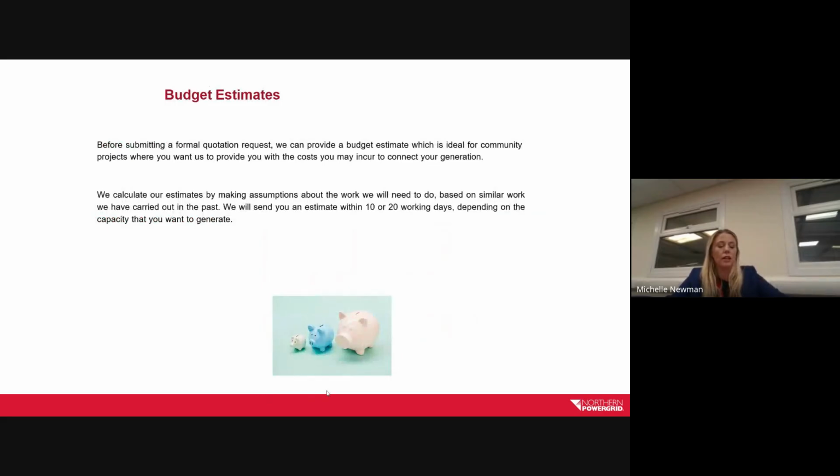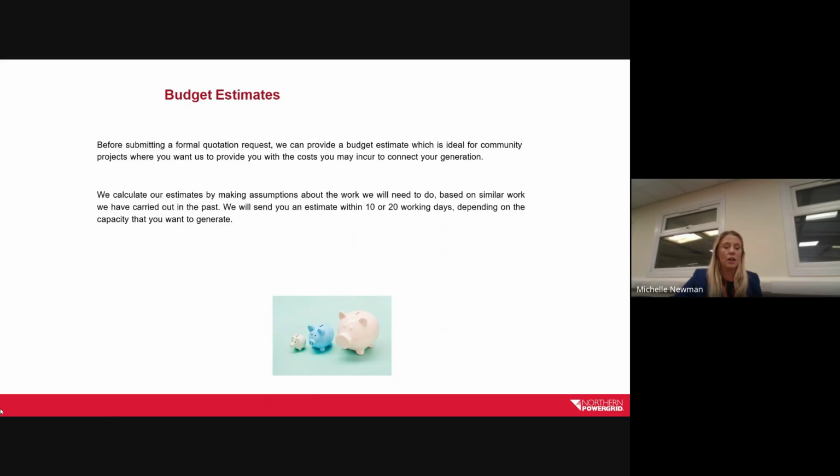If, however, you feel that you are not quite ready for the quotation, but as has been previously discussed, you need to have an idea of the costs that you may be looking at, you can always look at requesting a budget estimate from us. These are ideal for community projects that are just wanting to find out what costs may be incurred, especially if you're applying for funding to connect the generation to your site.